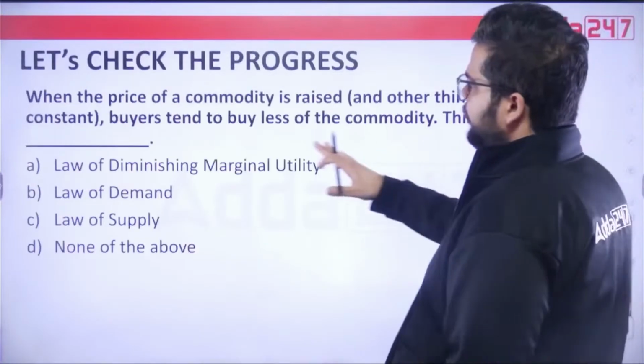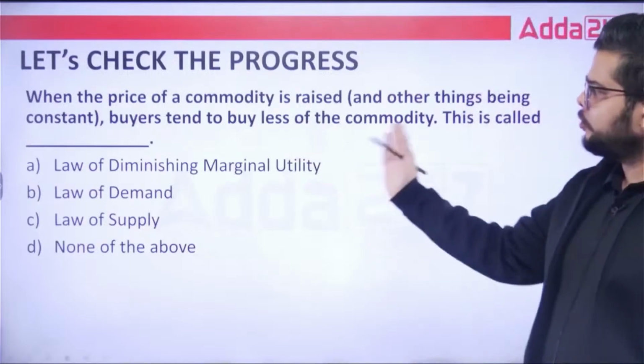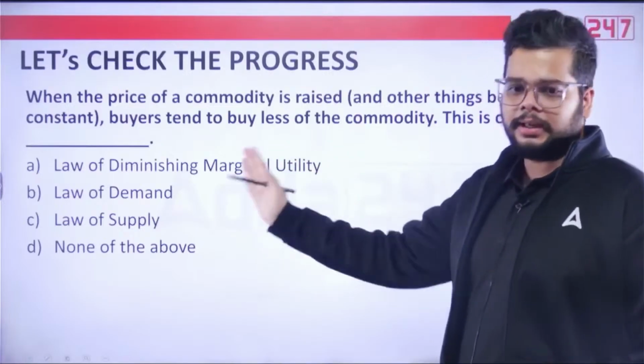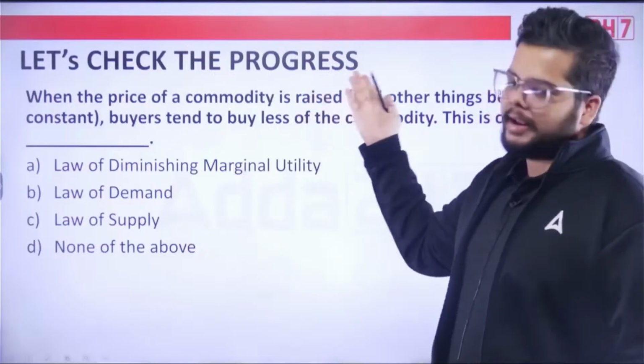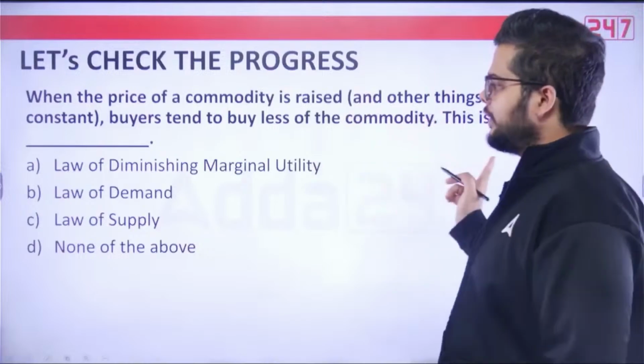The simple question: when the price of a commodity is raised, buyers tend to buy less of the commodity. This is known as what? Law of diminishing marginal utility, law of supply, law of demand, none of the above. We have just seen that with the rise of price, the demand will fall, known as the law of demand. So the correct answer will be option B.